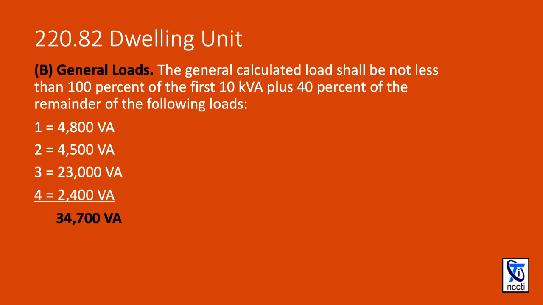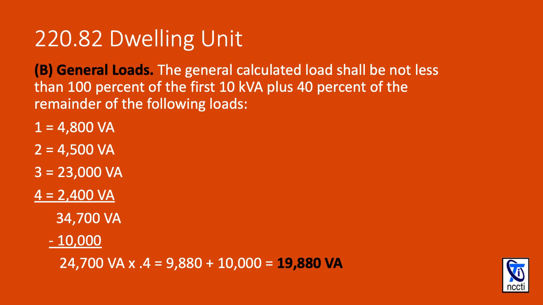Let's add up the totals from 1 through 4. 4,800 is the square footage of the house. 4,500 is the 2 small appliances and laundry. 23,000 is the appliances fastened in place, and 2,400 is the motor loads. 34,700 VA is our total. After taking 100% of the first 10 kVA and adding 40% of the remainder, we find that the total is 19,880 VA for Part B, general loads.